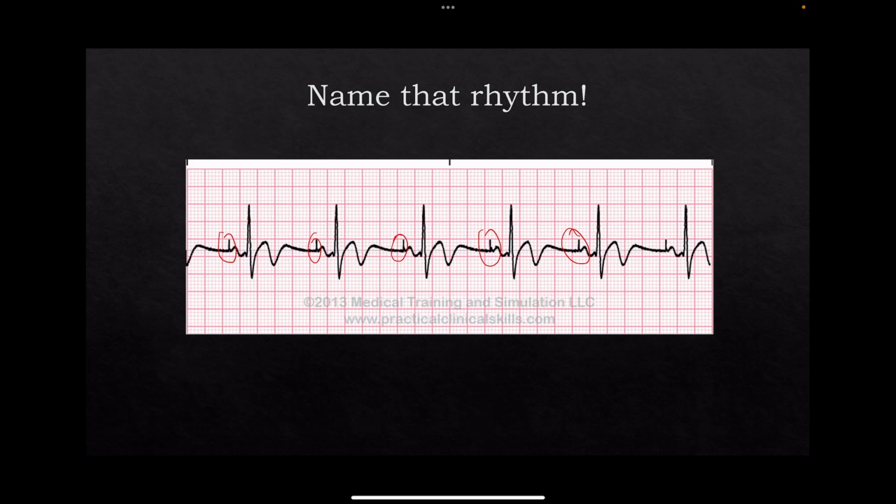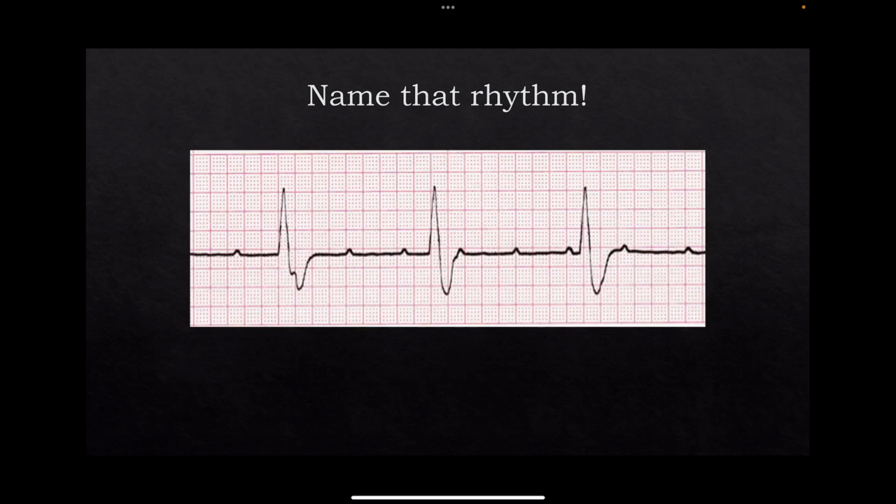So this is an atrial paced rhythm. The normal conduction works. Once you have this pacer spike, this all follows normal. Just waiting for the next one. Okay, what's this one?